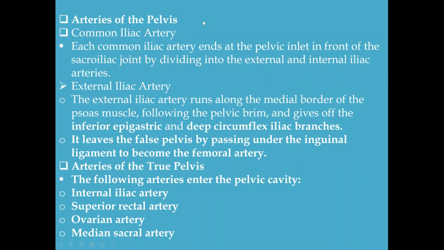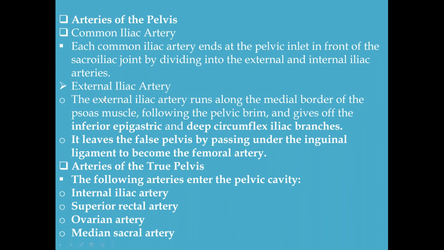So what about the arteries of the pelvis? You have the common iliac artery and the external iliac artery. Each common iliac artery ends at the pelvic brim in front of the sacroiliac joint by dividing into the external and internal iliac arteries. This is very important because the common iliac artery, at the level of the sacroiliac joint, gives the two important branches, the external and internal iliac arteries.